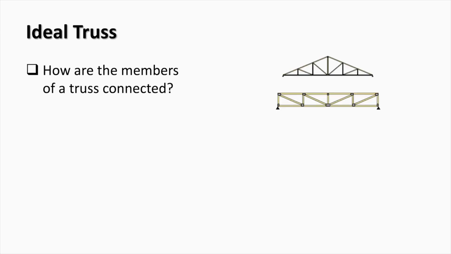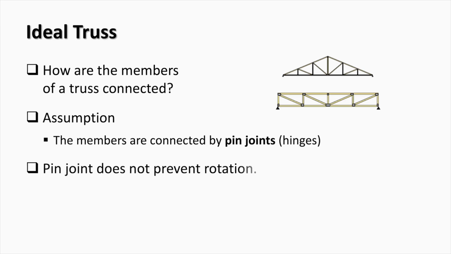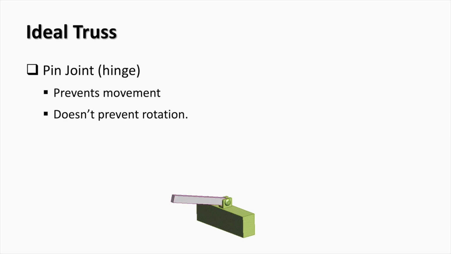Modelling the connection between members in a truss is important for developing methods for truss analysis. It is assumed that the members in a truss are connected by pin joints or hinges. Pin joints do not prevent rotation. Loads in a truss are applied at the joints only. A typical pin joint is shown here. As you can see, this connection prevents movement but allows for rotation.